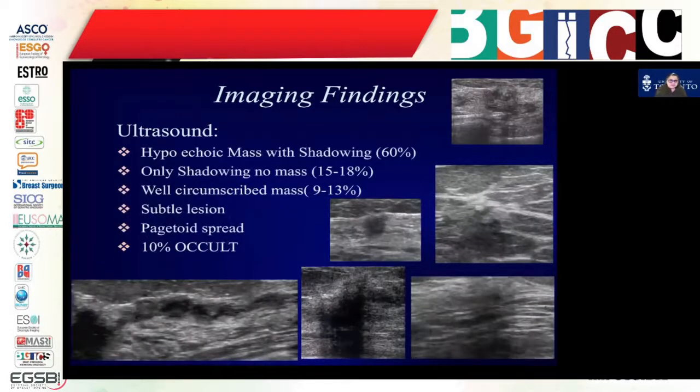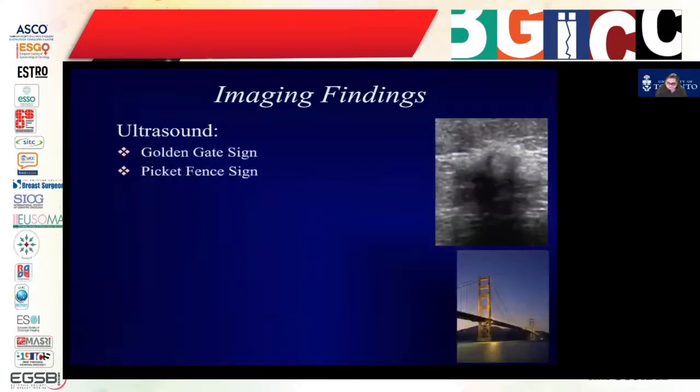We all know that. Invasive lobular carcinoma will present as a hypoechoic mass with shadowing. It may only show diffuse shadowing, and you may not be able to see the mass at all. It may present as a well-circumscribed mass in about 13%. Subtle lesions, this is very subtle, maybe hard to detect. 10% will be occult, and this is pagetoid spread, where the cancer is extending through the ducts towards the nipple. So varied appearances, and you really need to have a high index of suspicion for finding these lesions, particularly post-MRI. Lesions can be very subtle.